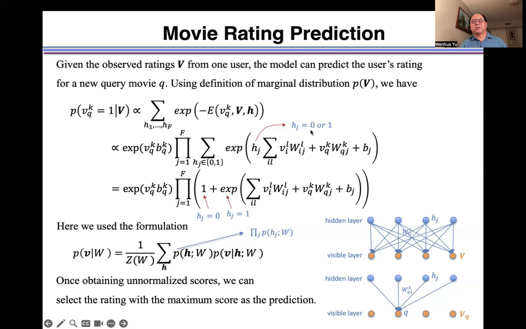Hj can be 0 or 1. If Hj is 0, we have this one term because this is 0. If Hj is 1, we have this exponential term.